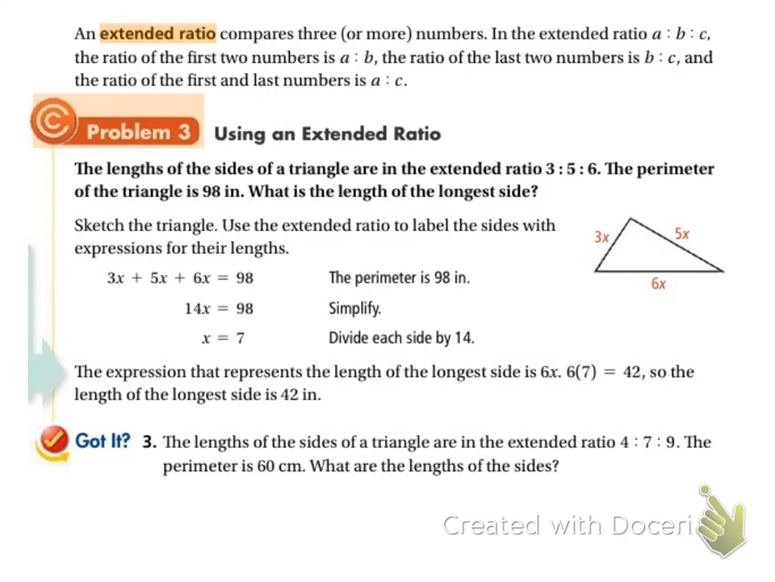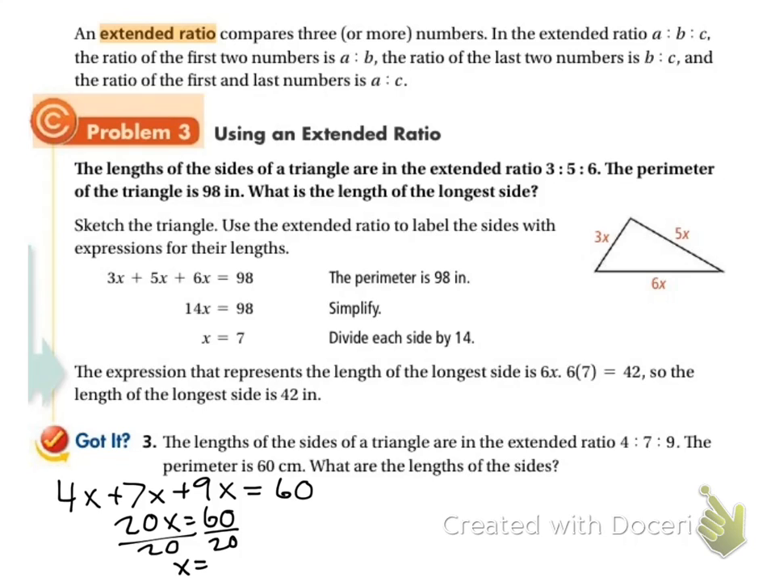It says the lengths of the sides of a triangle are in the extended ratio 4 to 7 to 9. The perimeter is 60 centimeters. What are the lengths of the sides? So I'm going to rewrite those numbers but stick an x with them. 4x plus 7x plus 9x. Those are the sides of a triangle, and I know that they need to add up to 60. So when I add them up together, I get 20x equals 60. And if I divide by 20 on both sides, I get that x is equal to 3.